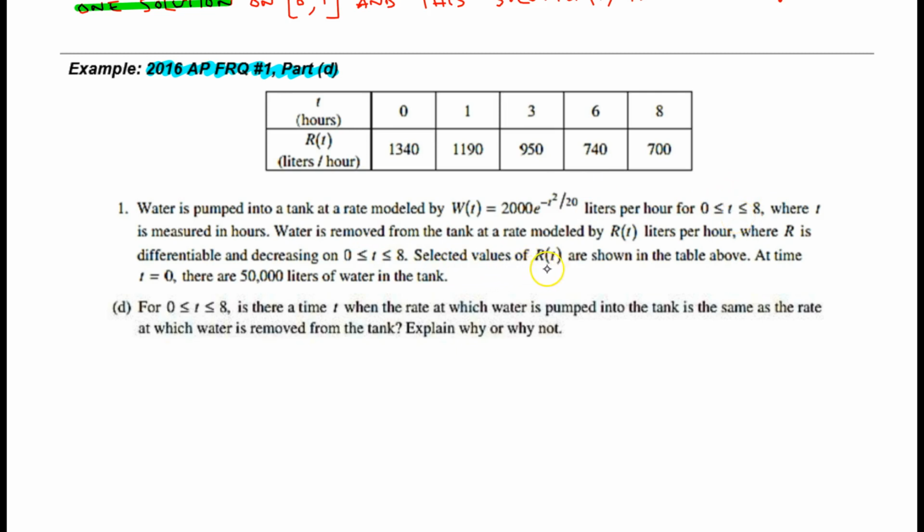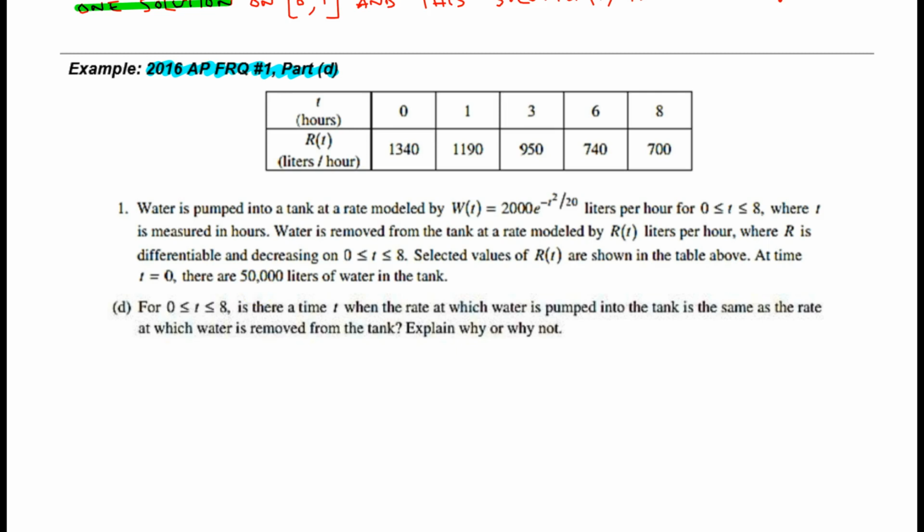Selected values of R of t are shown in the table above. So we don't actually know the exact function for R of t. We're just given a table of values to represent R at 1, 2, 3, 4, 5 different times. At time t equals 0, there are 50,000 liters of water in the tank. So they give us an initial quantity.